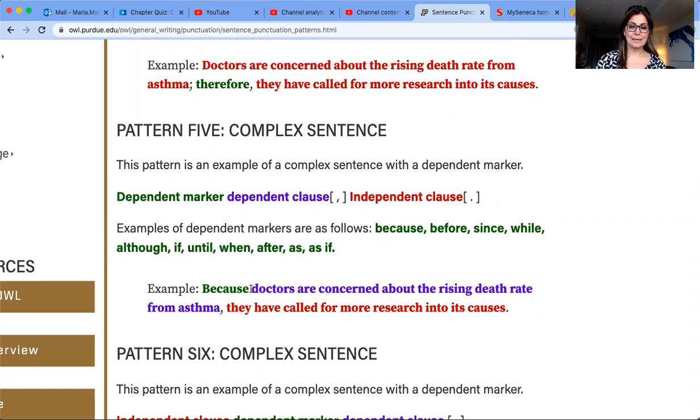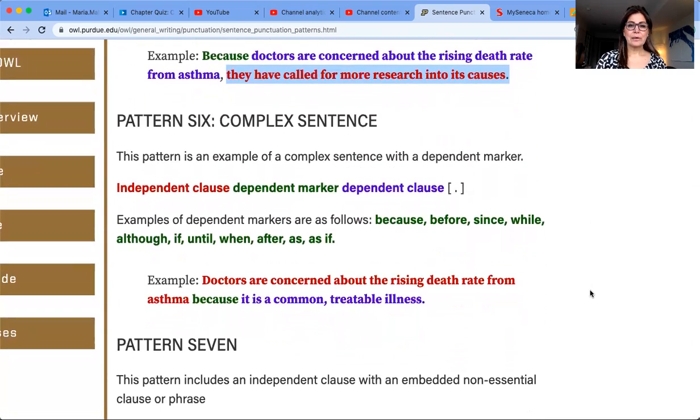So you always have the conjunctions before the dependent clauses. In this case, "doctors are concerned about rising death rate" is a dependent clause when "because" is at the beginning. The meaning is incomplete. You must follow that with a comma and have your complete sentence, or independent clause, and you have a comma before and a period after.